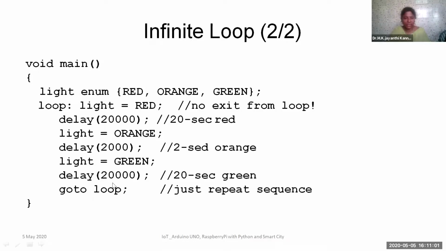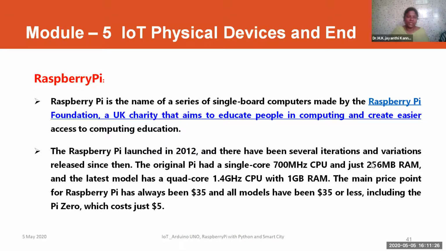Here there is no condition to stop the ongoing process. So this will go to the loop. Again it will go to the loop. So this will go into an infinite loop. So the light will take different colors, red, orange, and green, with delays of 20,000 milliseconds and 2,000 milliseconds. It will go into an infinite loop. So in this way, we can introduce delay.